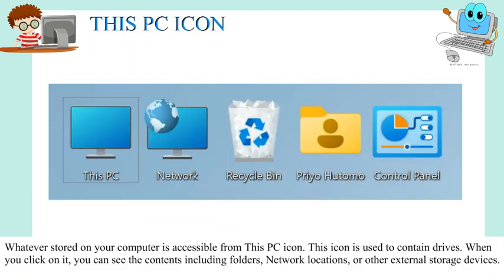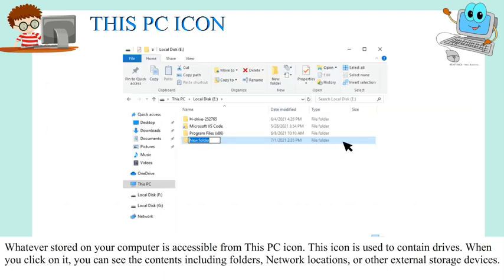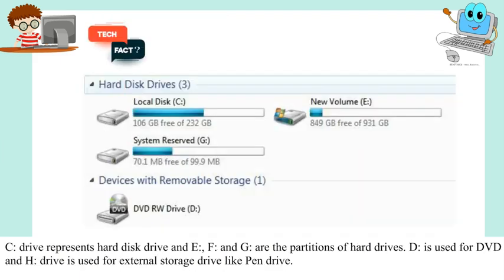This PC icon. Whatever is stored on your computer is accessible from the This PC icon. This icon is used to contain drives. When you click on it, you can see the contents including folders, network locations, or other external storage devices. Tech fact. C drive represents the hard disk drive, and A, F, and G are the partitions of hard drives. D is used for DVD and H drive is used for an external storage drive like a pen drive.